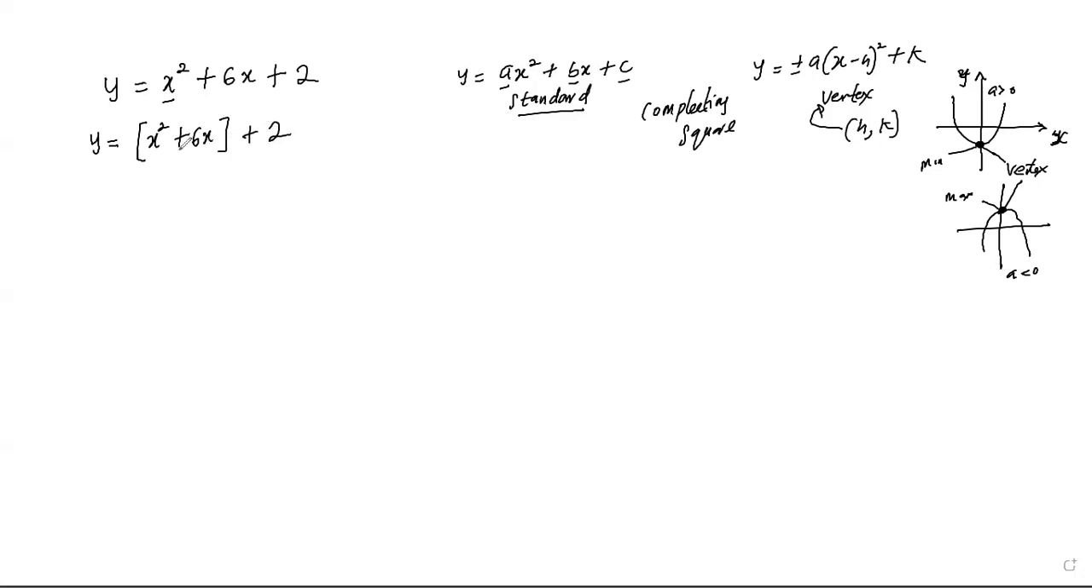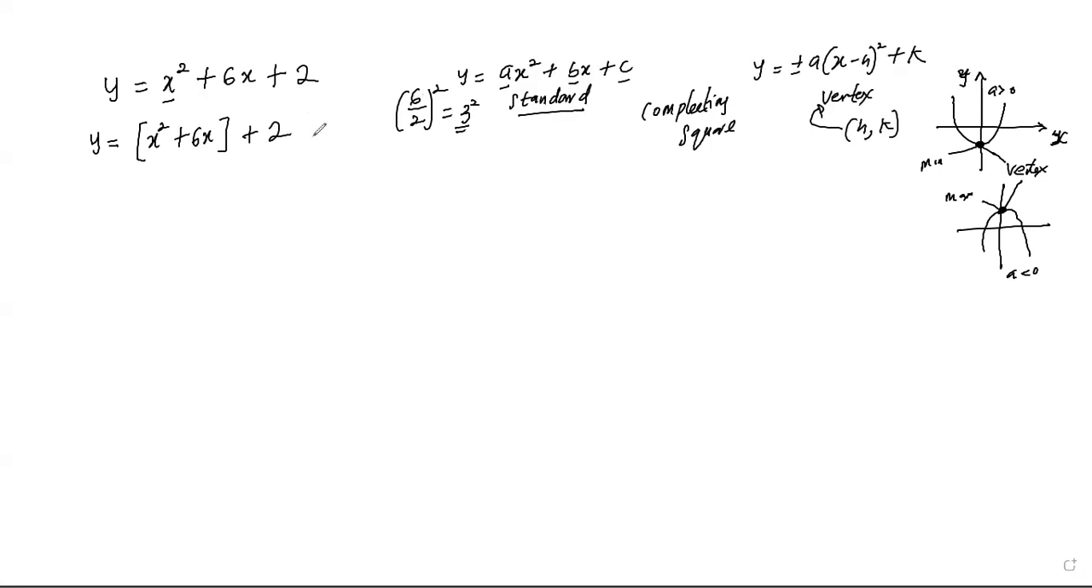Now, the next step is to pick the coefficient of x. The coefficient of x here is 6. We divide it by 2 and we square it. This is the completing the square process. So you pick the coefficient of x, which is 6, then divide by 2 and square it. That's the rule. So 6 divided by 2 is 3, and now we have 3 squared.